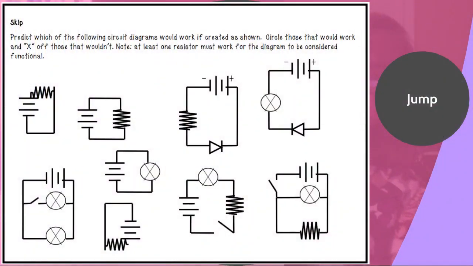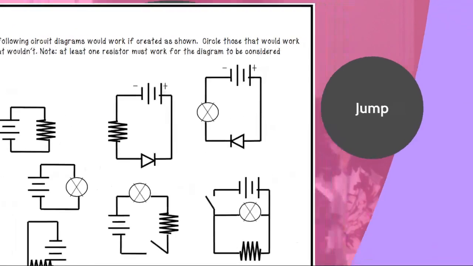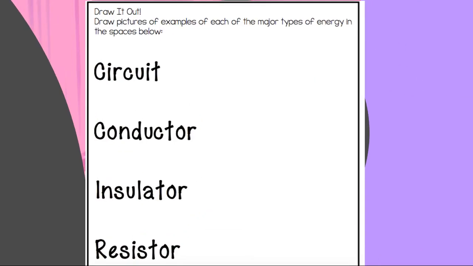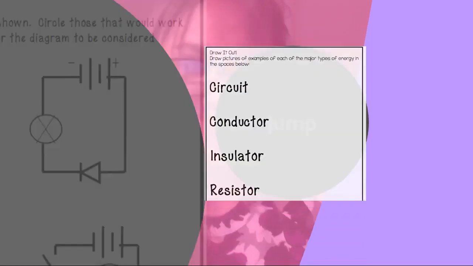Do the best that you can. My resistor also can't be next to my battery. Do the best that you can. It's okay if you don't get it. Then, most important, I want you to draw a picture for circuit, conductor, insulator, and resistor.